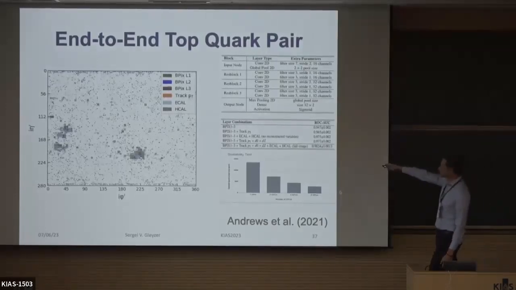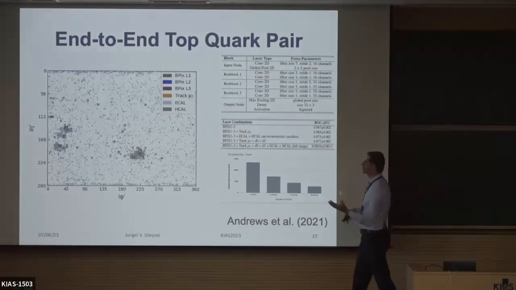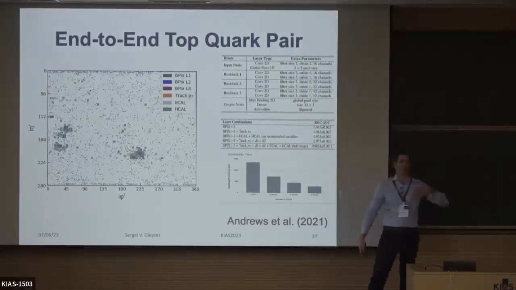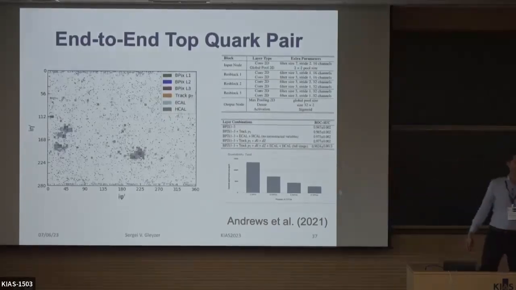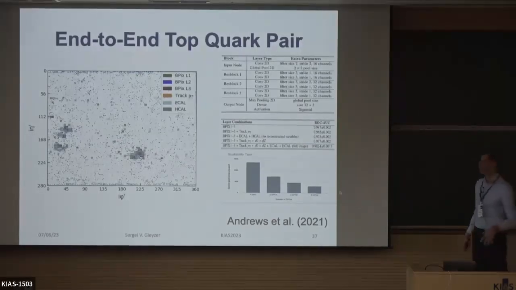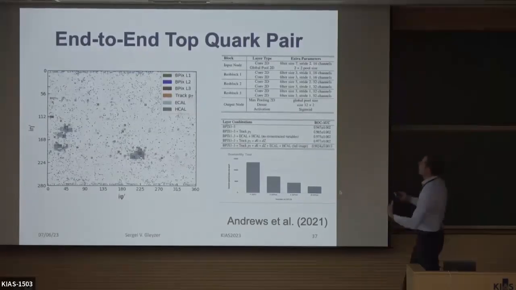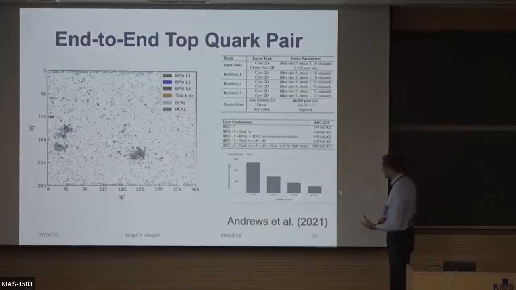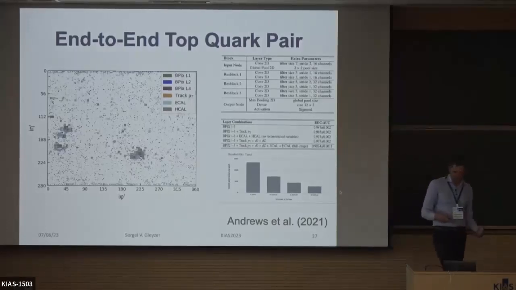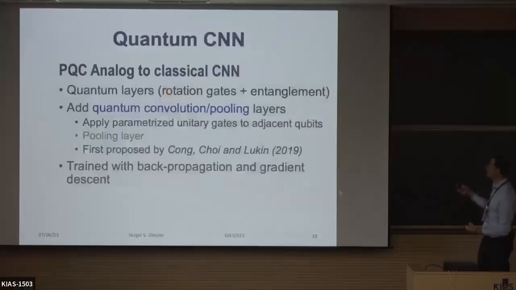You can also turn these things into point clouds and graphs, in which case you would use things like graph neural networks and so on, which would map nicely to that problem. But that's the kind of problem that I want you to think about. And now let's talk about the quantum part of this.